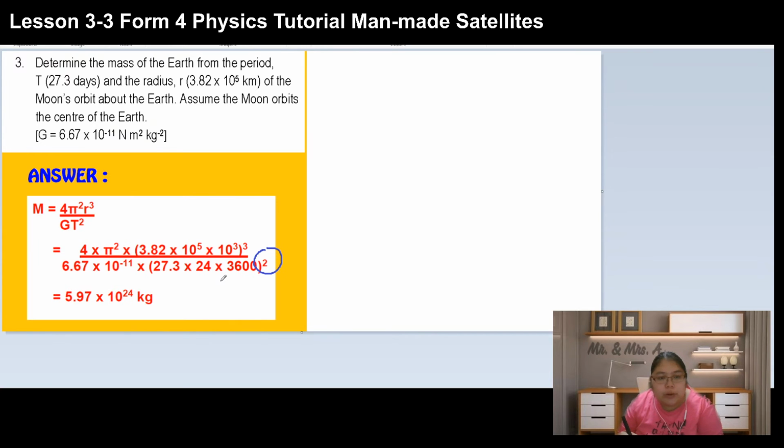Then this one needs to be converted to seconds. Okay, then one more is the kilo. Sometimes the question has the kilo and we cannot see it. Okay, if this one has no problem, then we continue with number 4.